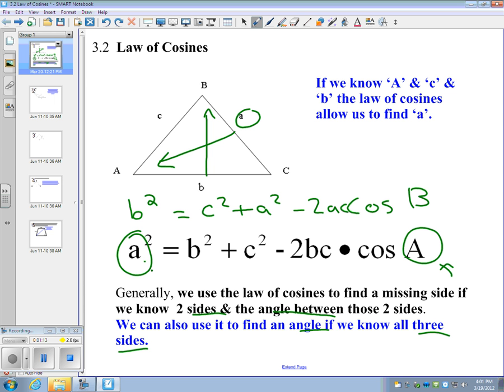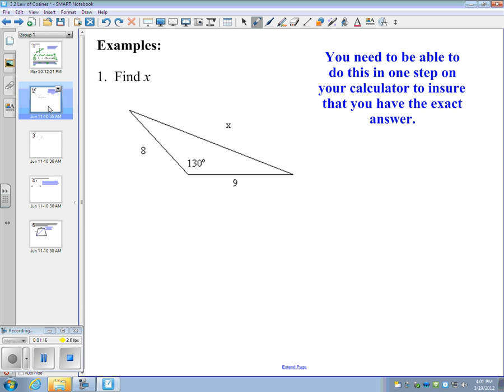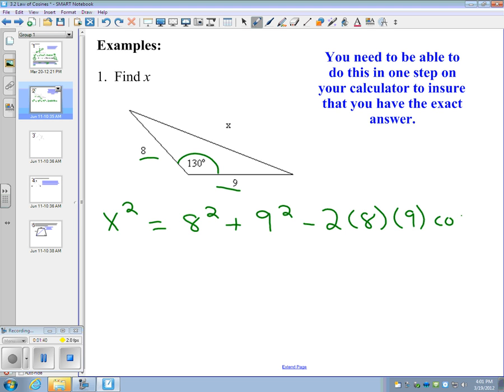Okay, so when we solve these, we want to do as much as we can in our calculator, because if we can do it in our calculator, then there's no rounding, we're not making any mistakes. So here we want to find x. We have two sides and the angle in between. So I can say that x squared is equal to 8 squared plus 9 squared minus 2 times 8 times 9 times the cosine directly across from x, which is 130.